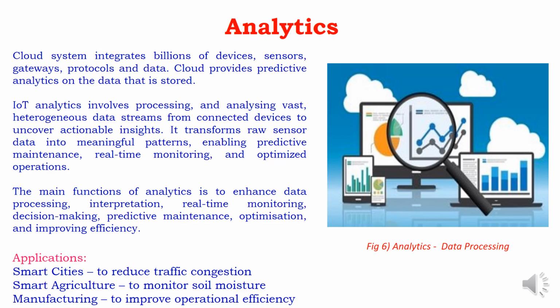In smart cities, the data related to traffic patterns are analyzed to reduce traffic congestion. In smart agriculture, the data related to soil moisture, crop health, and livestock health will be monitored to optimize the resources. In manufacturing, the data analysis is used to enhance the operational efficiency and equipment reliability.